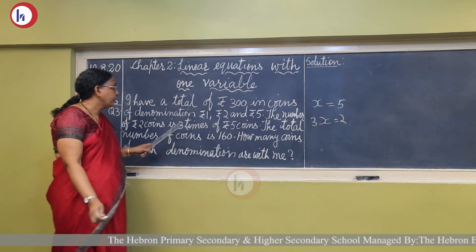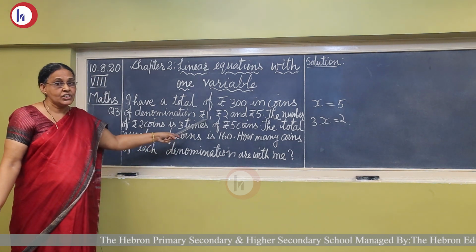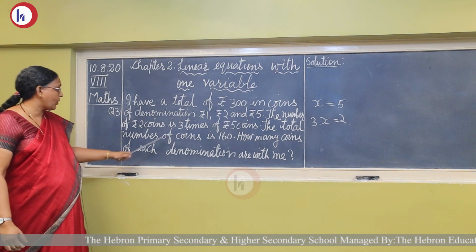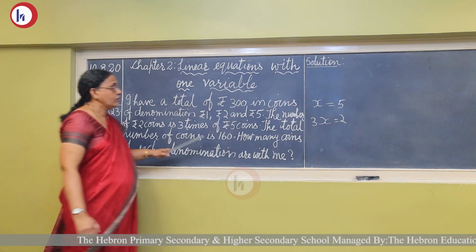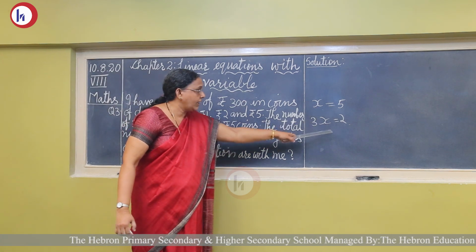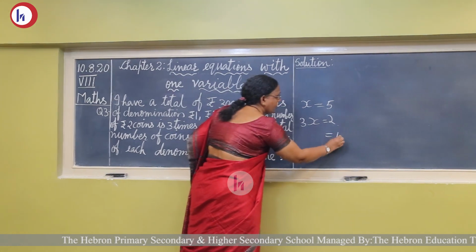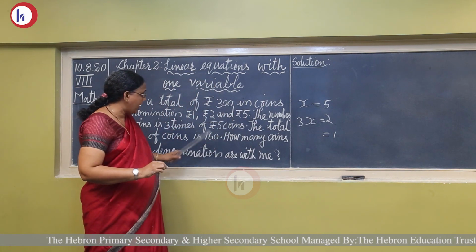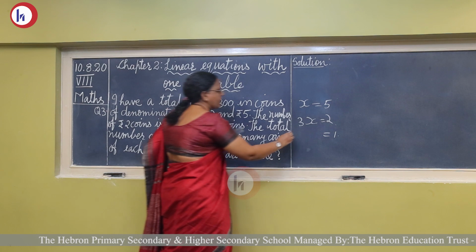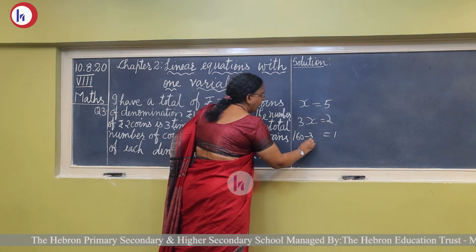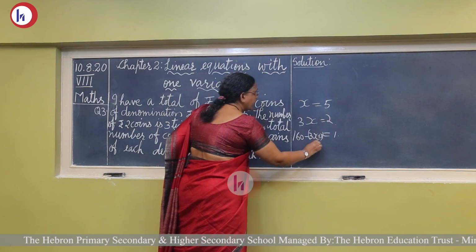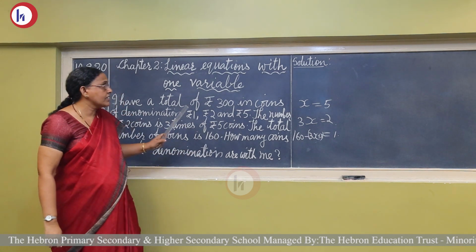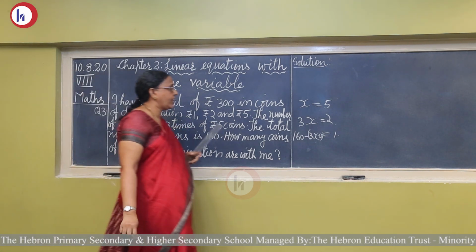Then, third, the 1 rupee coin is not given. So how can you find out the 1 rupee coins? Here we already have that the total number of coins is 160. We are getting the 2 rupee and 5 rupee coins, then 1 rupee we are supposed to find out. So when we add these two numbers of coins and subtract from the total number of coins, that is 160 minus (3x plus x), then we get the number of 1 rupee coins. So we can start writing the statements in this way.